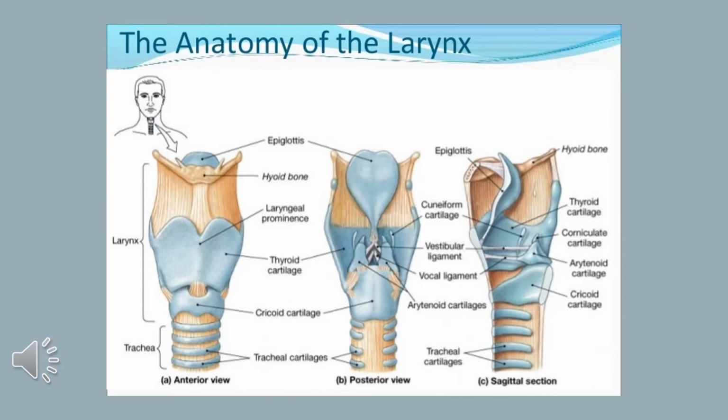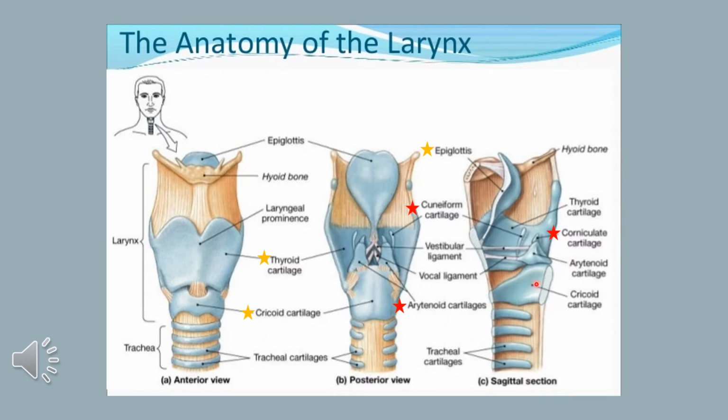There are 9 cartilages of the laryngeal skeleton, and they can be grouped into paired or unpaired. Those that are unpaired include the epiglottic, the thyroid, which most of us know as the Adam's apple, and the cricoid cartilages. Those that are paired include the arytenoid, the corniculate, and the cuneiform cartilages.